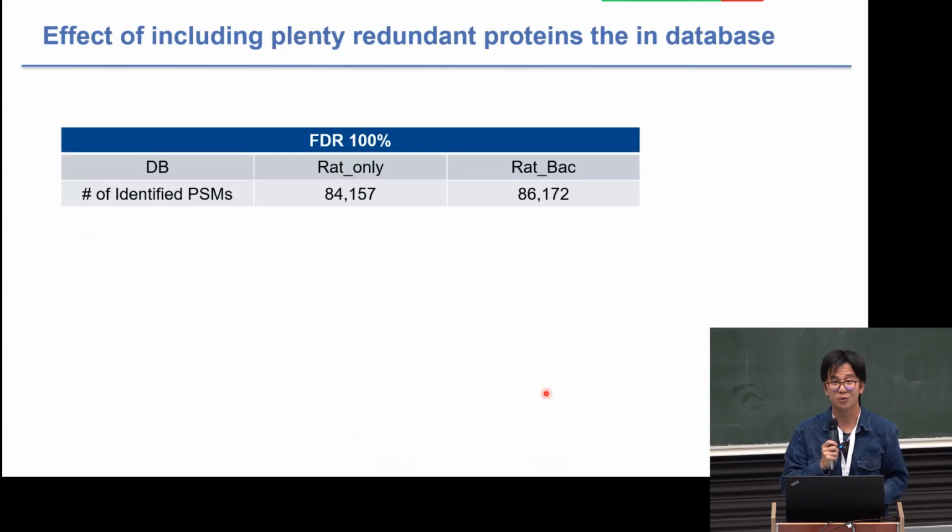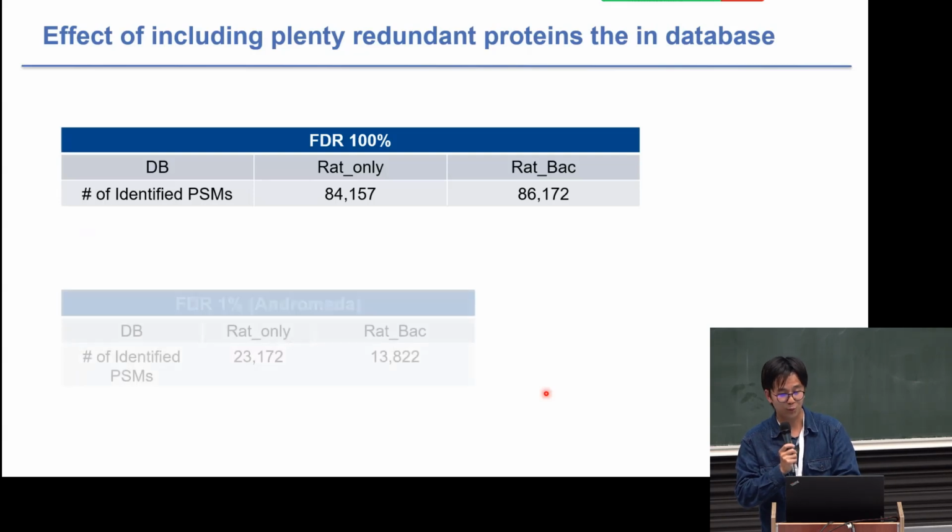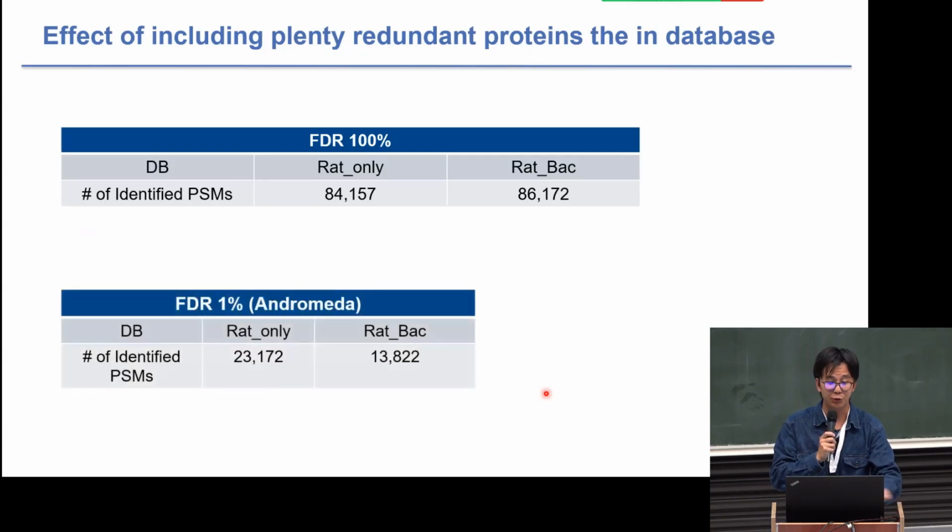First of all, we don't do any FDR control. We don't care about the decoy database. Then we do the database search. We get around the same level of PSM identification, but we have to do the FDR control. If you use the default 1% FDR, you can see that if you search against a database with rat and also bacteria, you get only around half of the identifications. And what's going on there?